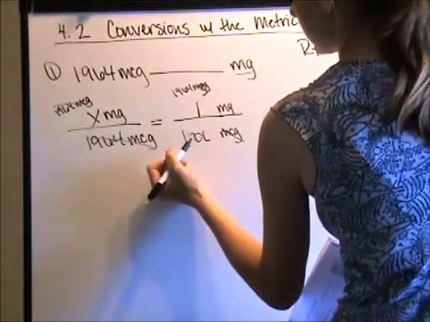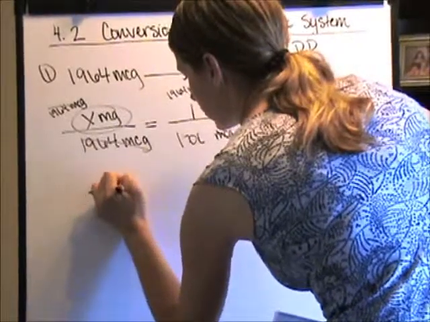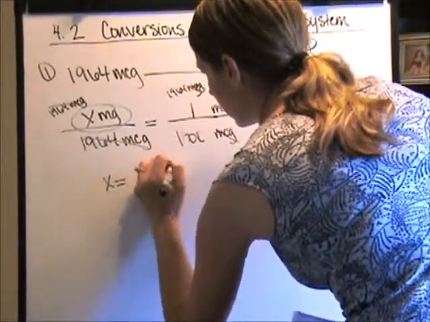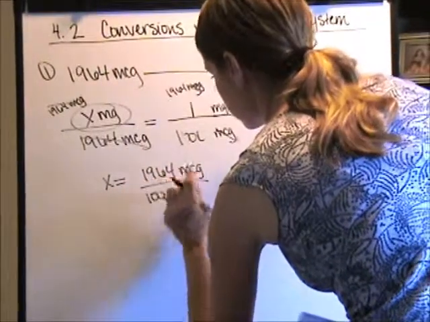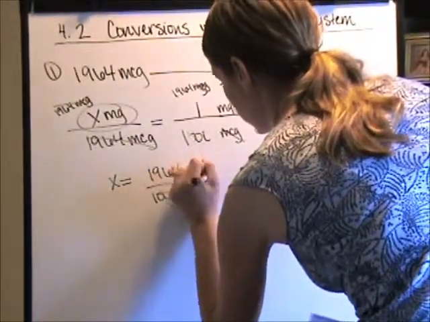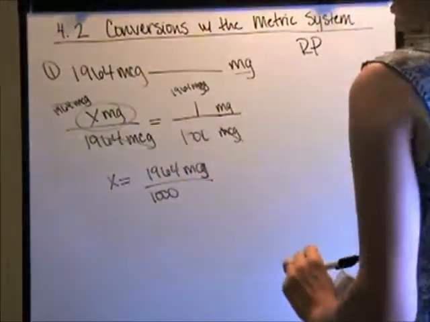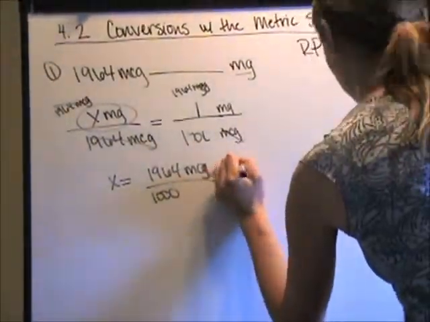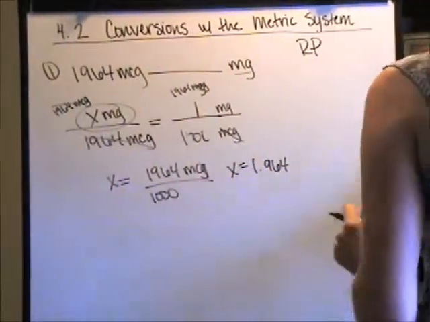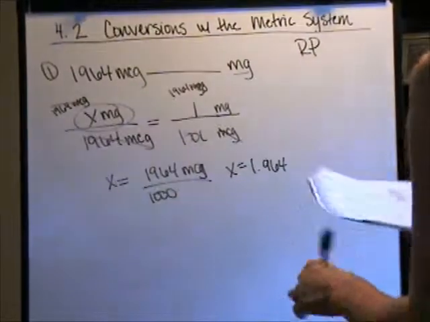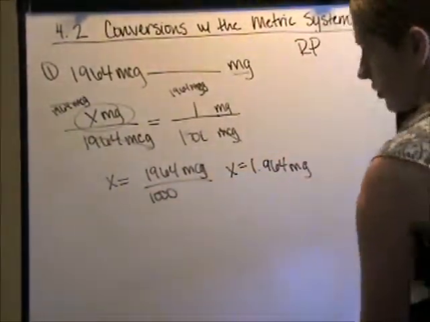So we will take 1964 divided by 1,000. X is isolated, so we can rewrite that so it's a little clearer over here. So 1964 divided by 1,000, and x is going to equal 1.964. And remember, it says retain all significant figures, so we're going to leave it like that. Don't forget to put your unit of measure on the end.